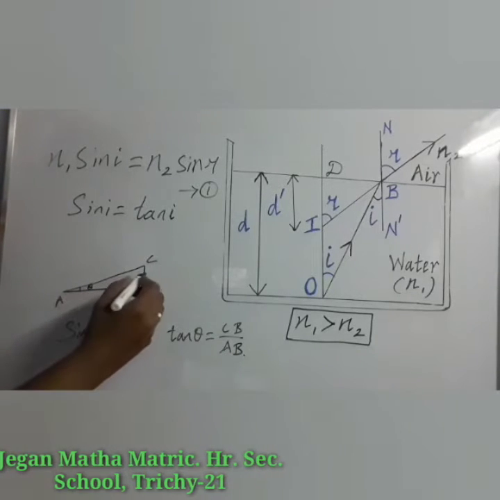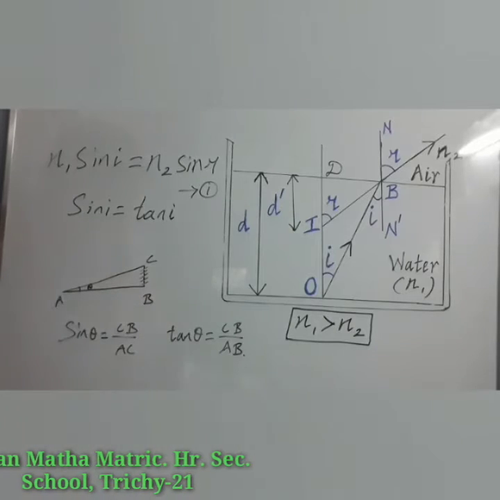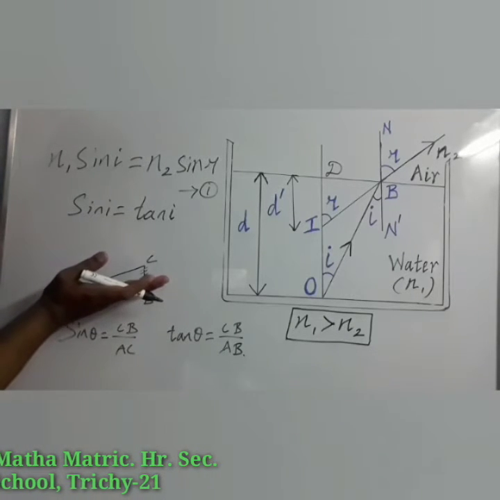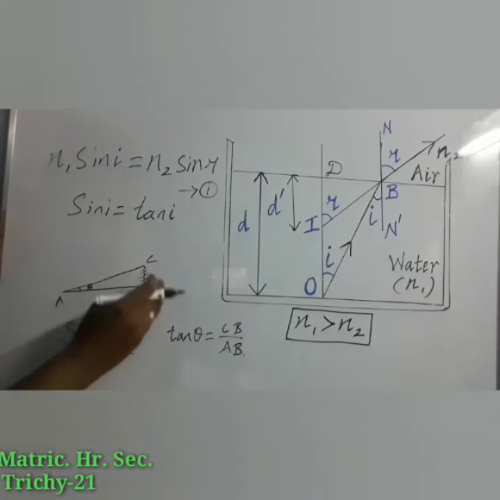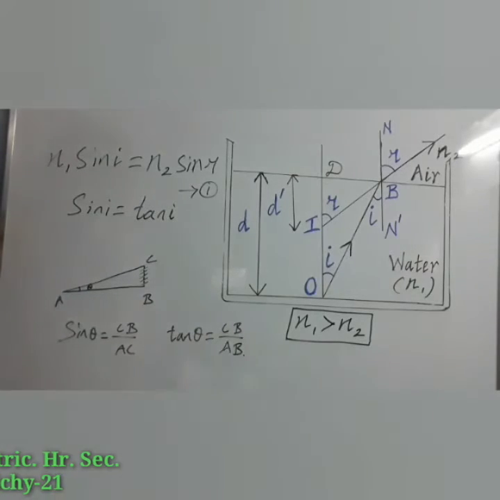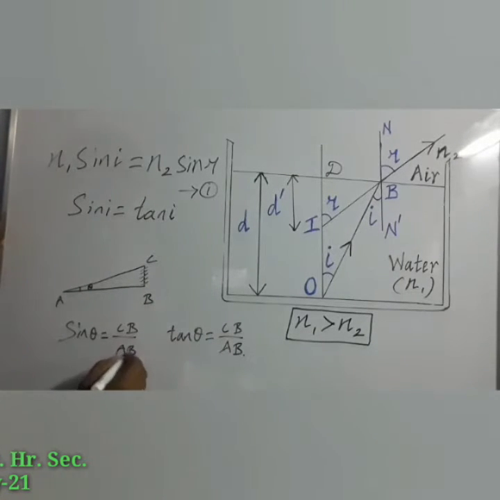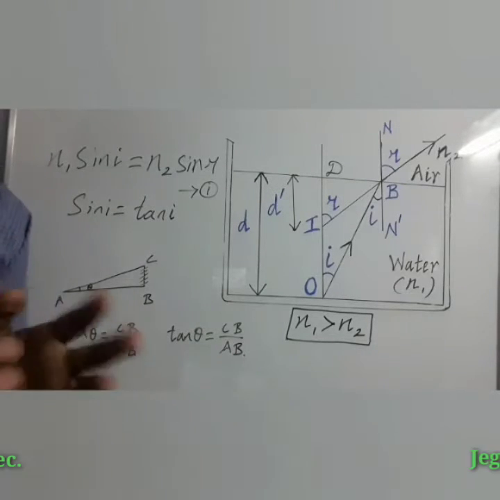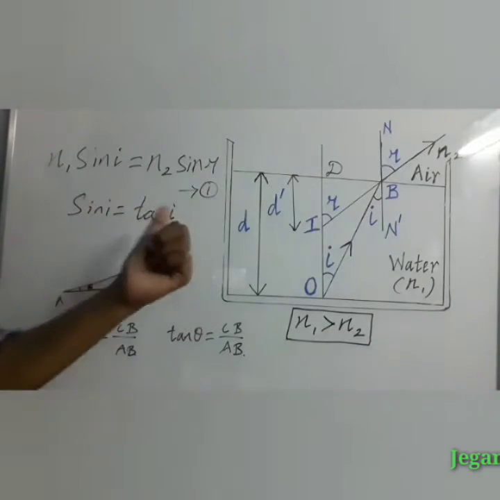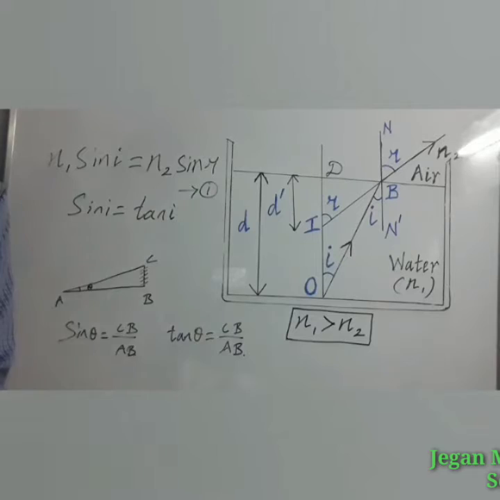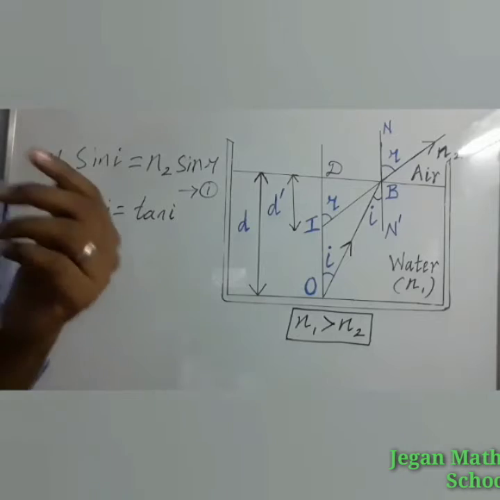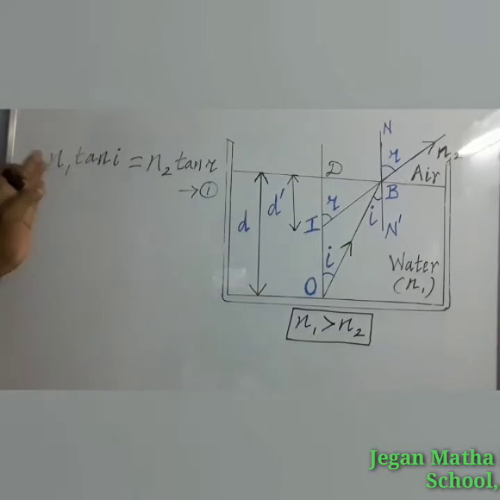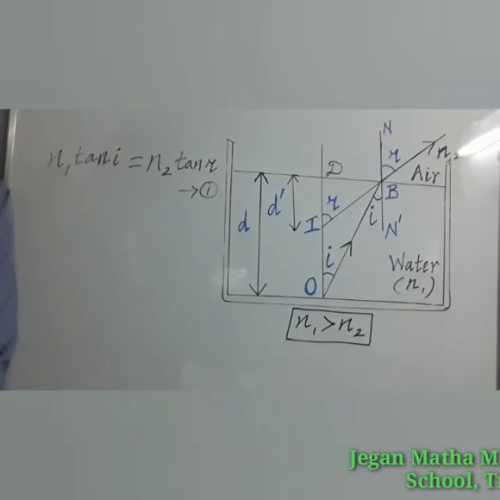Here the angle is very small, which means this length also will be a very negligible value. So AB is approximately equal to AC. Since this angle is very small, the length is also very small, so we can approximately say both are equal. So now sin theta and tan theta are equal. Under what condition? If the angle is negligibly small, we can write sin theta equal to tan theta. So in the place of sin, we can use tan. So equation 1 can be written as N1 tan i is equal to N2 tan r.